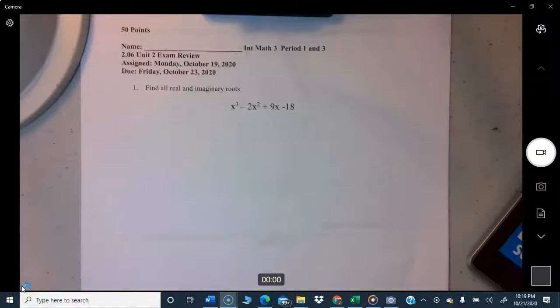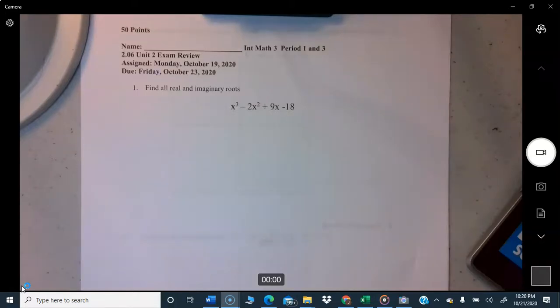All right, Integrated Math 3 class. This is your exam review. This is an assignment, but it's also what's going to kind of guide you through the test. So I want you to get this down carefully and understand the concepts here.